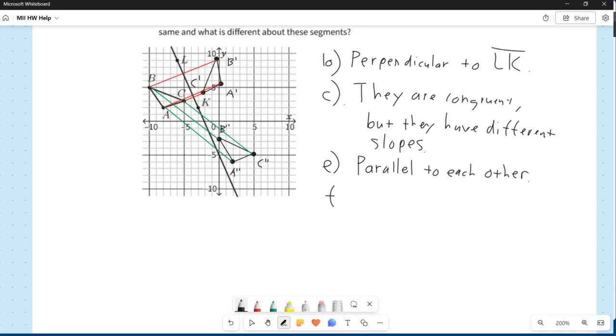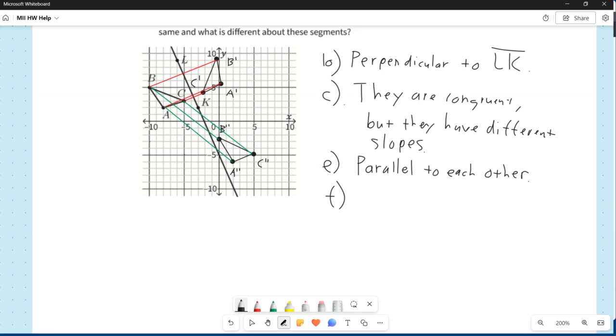F. Part F, compare line segments AB, BC, and CA. So all of the side lengths of the original triangle to A double prime, B double prime, B double prime, C double prime, and C double prime, A double prime. Those are the side lengths of the translated triangle in quadrant 4, bottom right. What is the same and what is different about these segments?